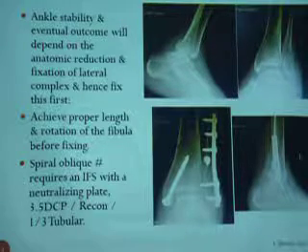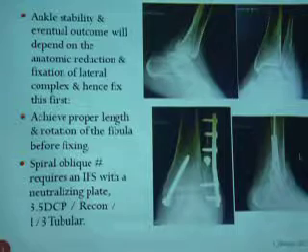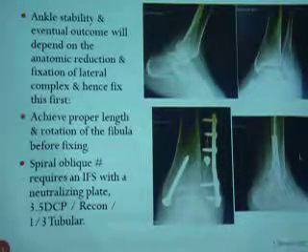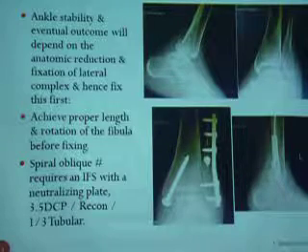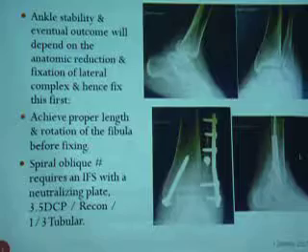Fixation in spiral oblique fractures requires an interfragmentary screw, either anteroposteriorly or posterior-anteriorly, with a neutralizing plate to stabilize the fracture. The neutralizing plate can be either a 3.5 DCP, a recon, or a 1/3 tubular.